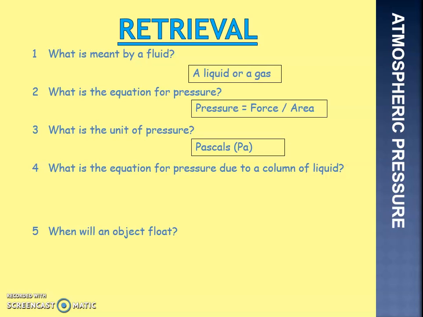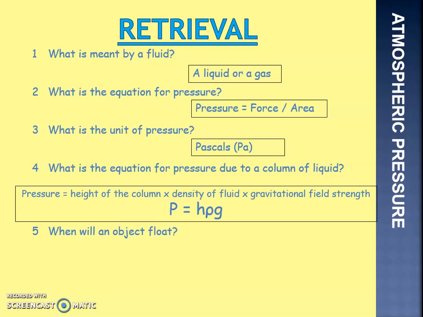What's the equation for pressure due to a column of liquid? The pressure due to a column of liquid is equal to the height of the column multiplied by the density of the fluid multiplied by the gravitational field strength. So it's how tightly packed that fluid is together, how much the Earth's pulling it down, and how high the column is that will all influence the pressure.